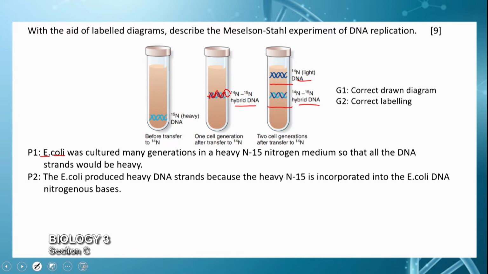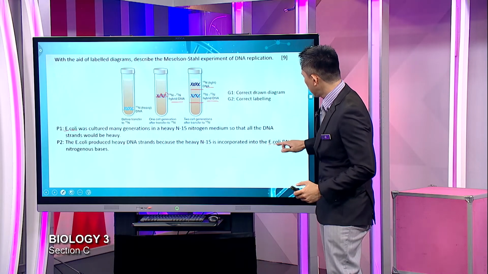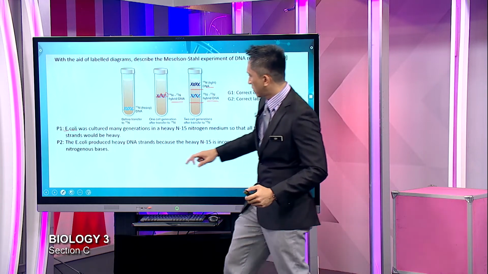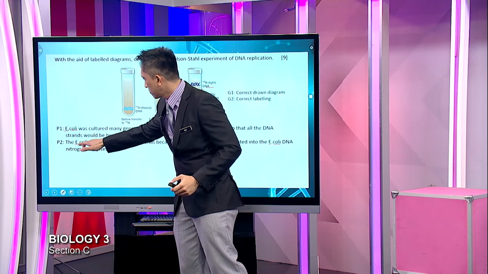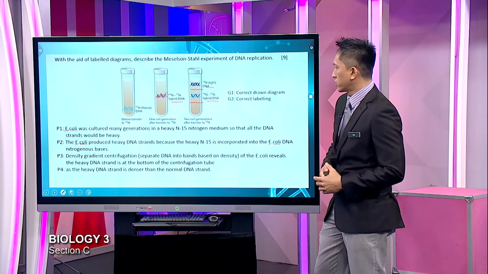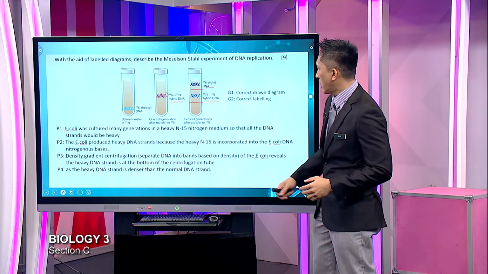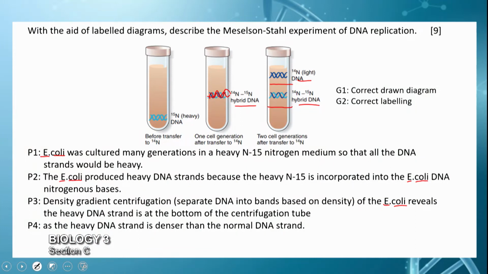Okay, next, the E. coli produced heavy DNA strands because the heavy N15 is incorporated into the E. coli DNA nitrogenous bases. Okay, candidates, again, please underline. Okay, this is the name of the genus, the name of the species. Sila gariskan semasa menulis ini. Okay. The next, density gradient centrifugation of the E. coli will reveal the heavy DNA strand is at the bottom of the centrifugation tube, as the heavy DNA strand is denser than the normal DNA strand.